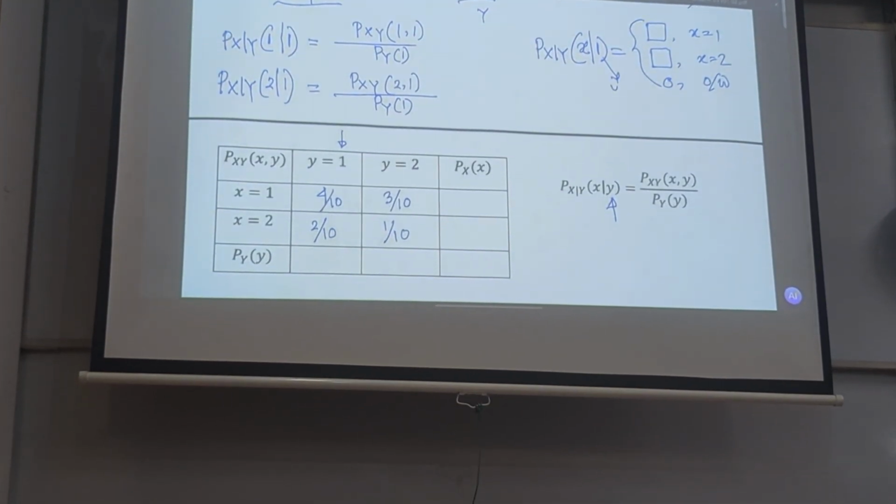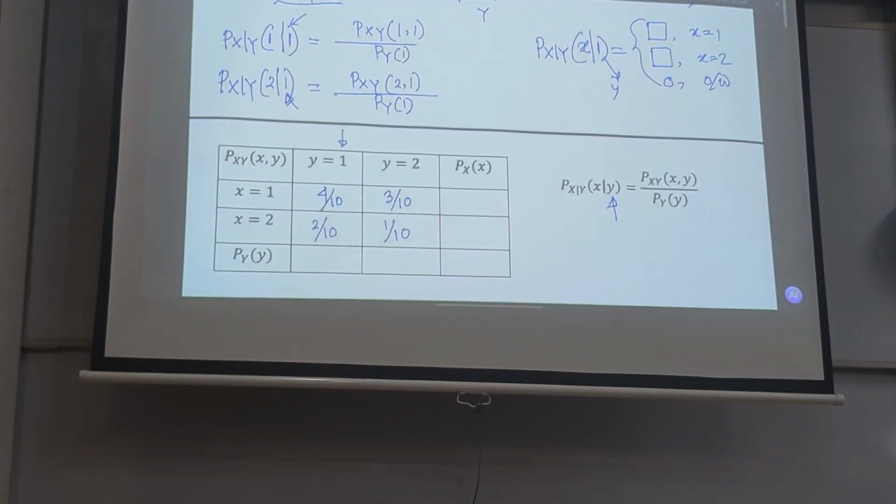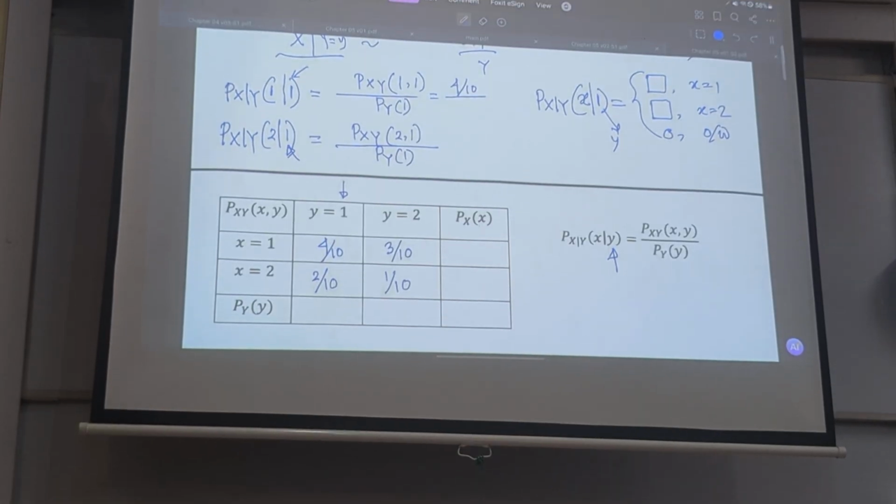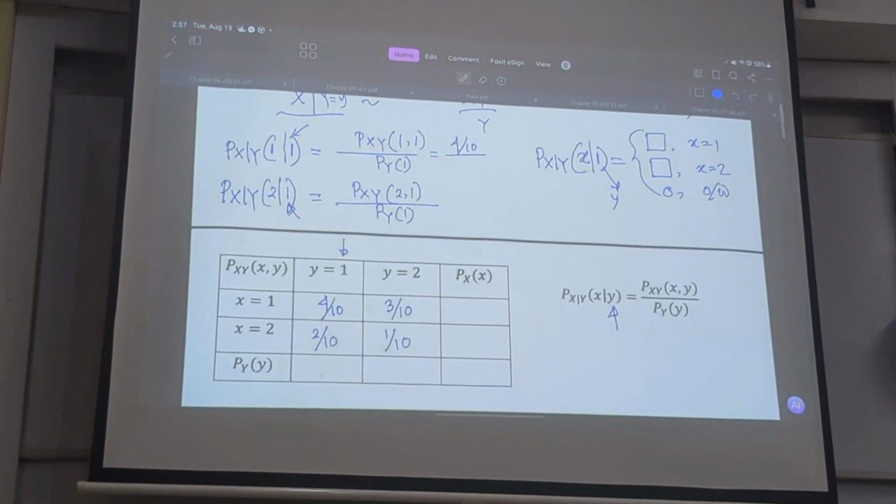Y is fixed to 1. And here we have y1, here we have y1. Now x can have 1, 2. When x is equal to 1, what is the joint probability of x and y for the value 1? It is 4 by 10. And the marginal PMF of y equal to 1 is 6 by 10.